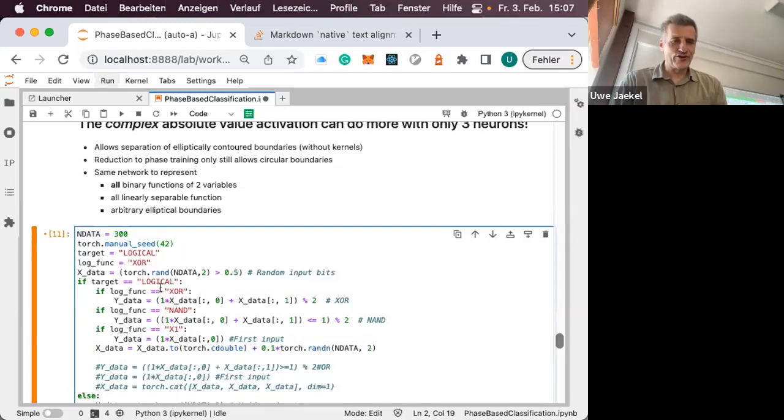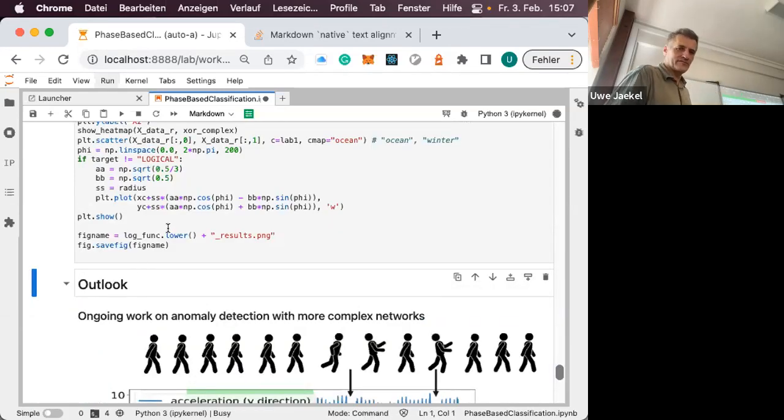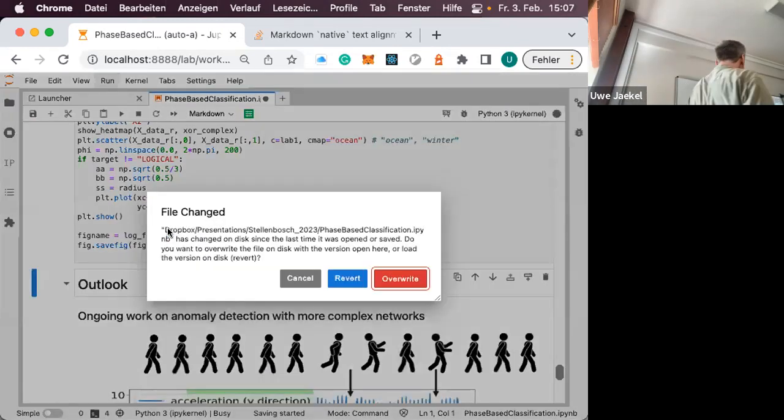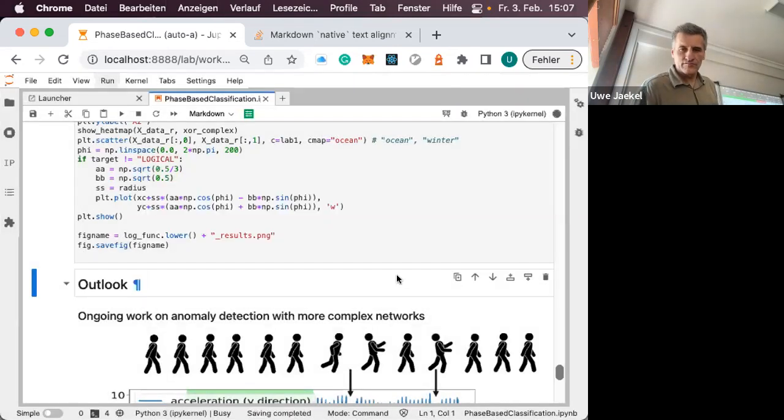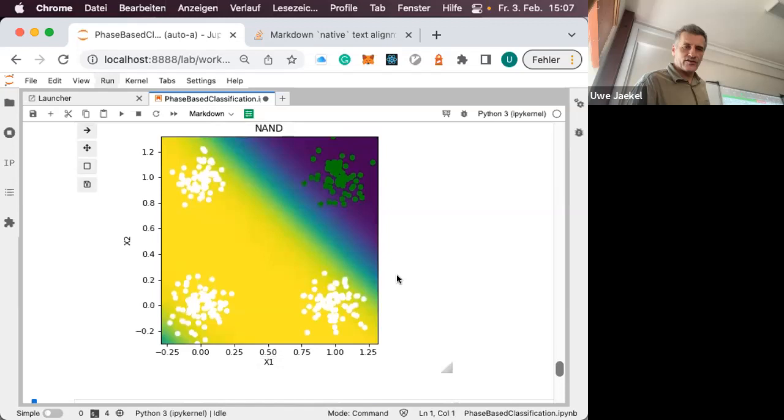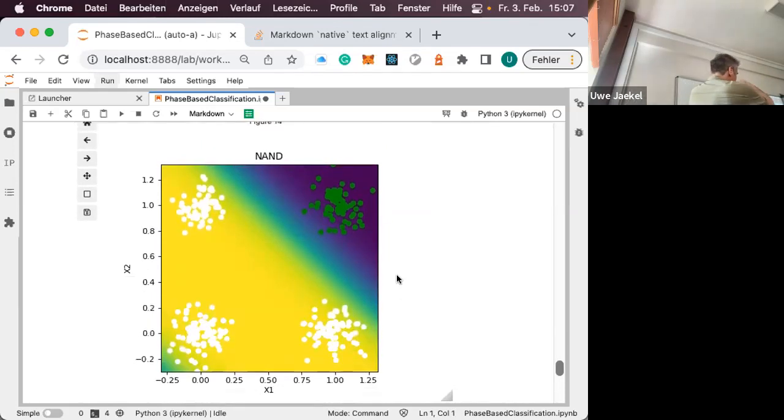And just to show you that it can learn also other functions, let's say we want to learn a NAND function. So logical NAND would be linearly separable. This is just an example that we can also solve linearly separable problems. And you see, it just makes the boundary big enough to cover all data. That's the trick why this is not weaker than a standard linear perceptron. It can do everything that a linear perceptron can do, but it can do also more.